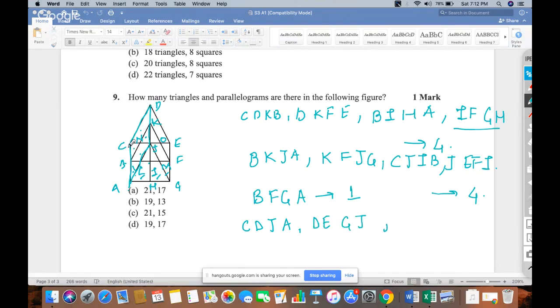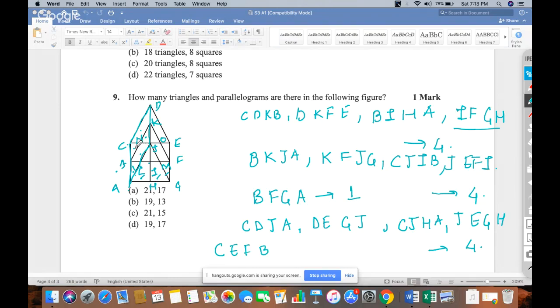Then if you start from here, you will get C, J, H, A, and J, E, G, H. So how many of them are you getting? 4 you are getting. And then you have 2 more left out, which is C, E, F, B.